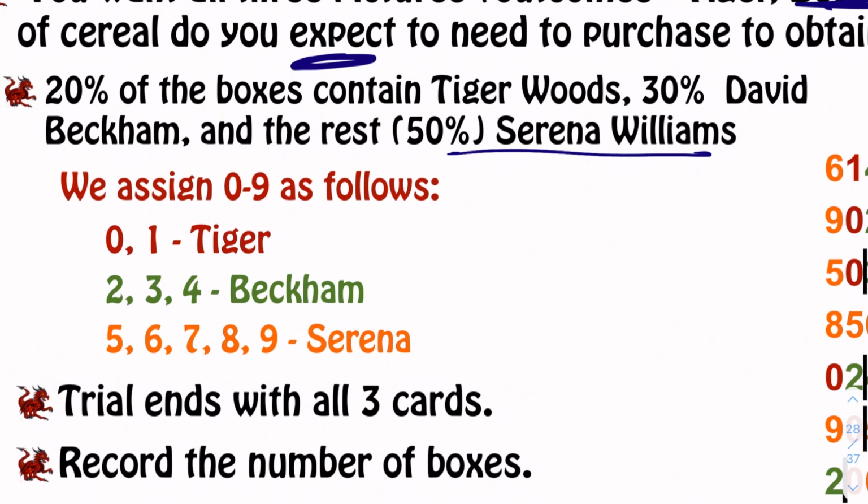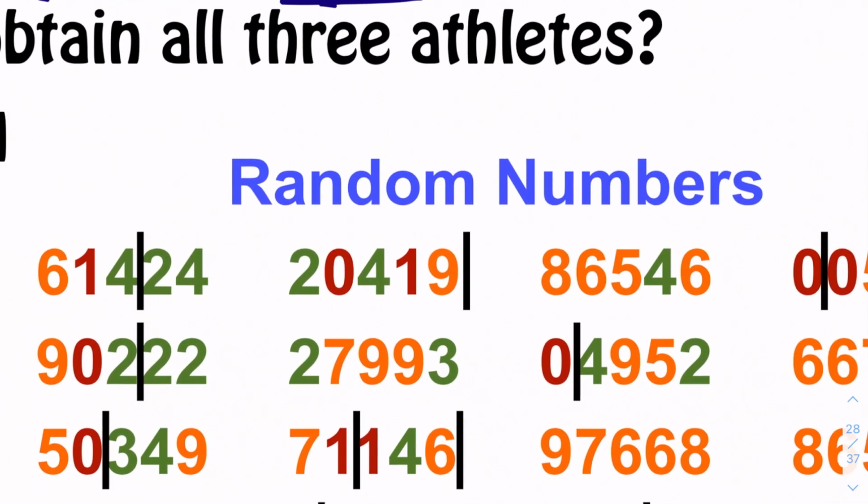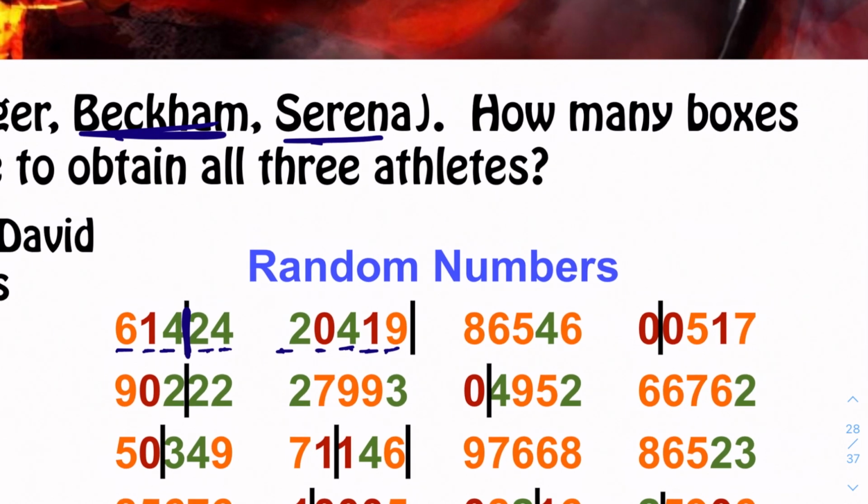Note that each trial is of differing length because we're seeing how long it will take to get up to all 3, not just buying 3 boxes. So if we look at our random numbers that we are provided with, notice the color that I used to make this helpful. 6, 1, 4. 3 boxes. That's all it took. Now we have 2, 4, 2, 0, 4, 1, 9, 4, 5, 6, it took 7 boxes to get all 3. The next one, 8, 6, 5, 4, 6, 0, 6, it took 6 boxes.